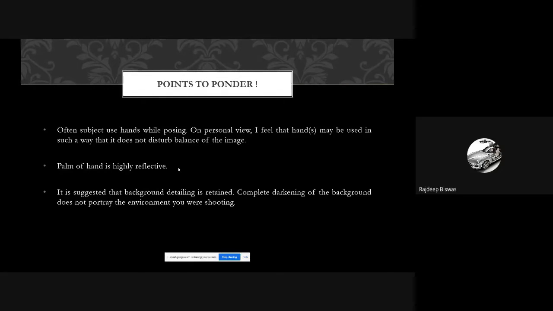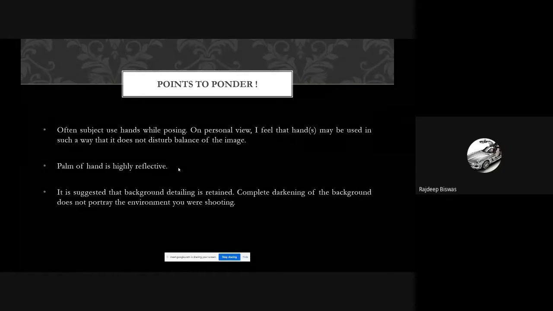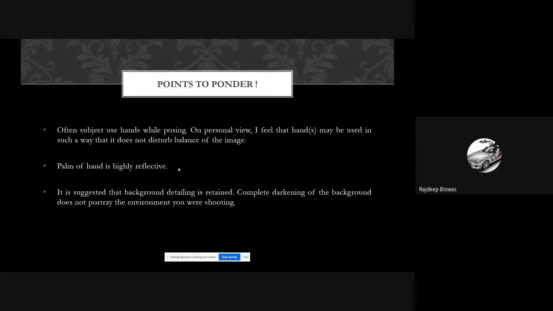Many a times I've seen photos wherein the subject is holding her hand in such a way that it seems like she's punching her own face. Just try to visualize that, holding like this. It doesn't look good, my friends. So if you're asking your subject to use her hand or his hand, try to use it in such a way that it does not disturb the balance of your image.